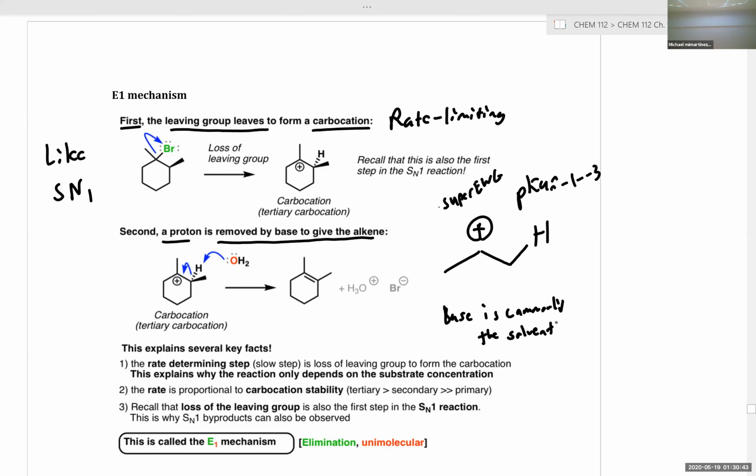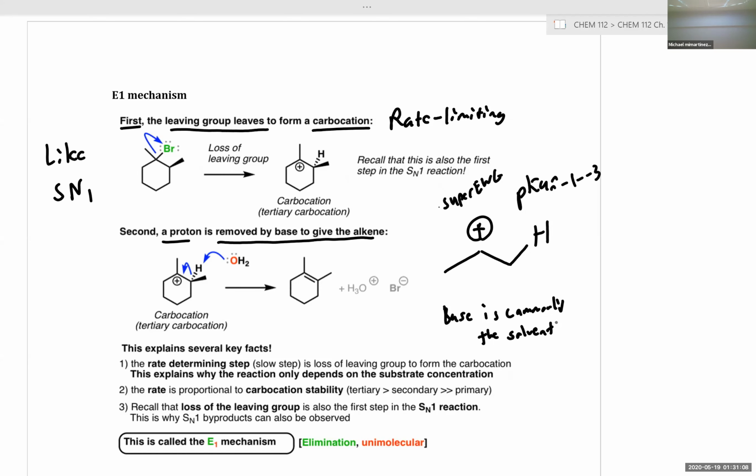So when we say base, you're not looking for a specific anion. In fact, many E1 reactions are run under acidic conditions. But because the proton adjacent to a carbocation is so activated, even weak bases will do the trick. Even water can function as a base in this case. Does that point make sense to everyone?